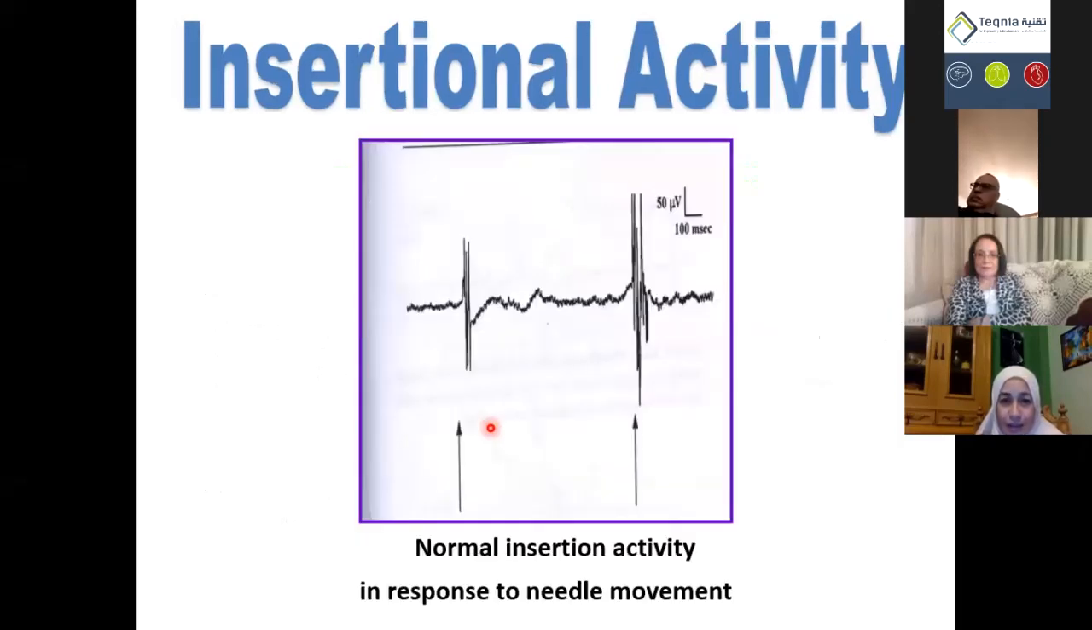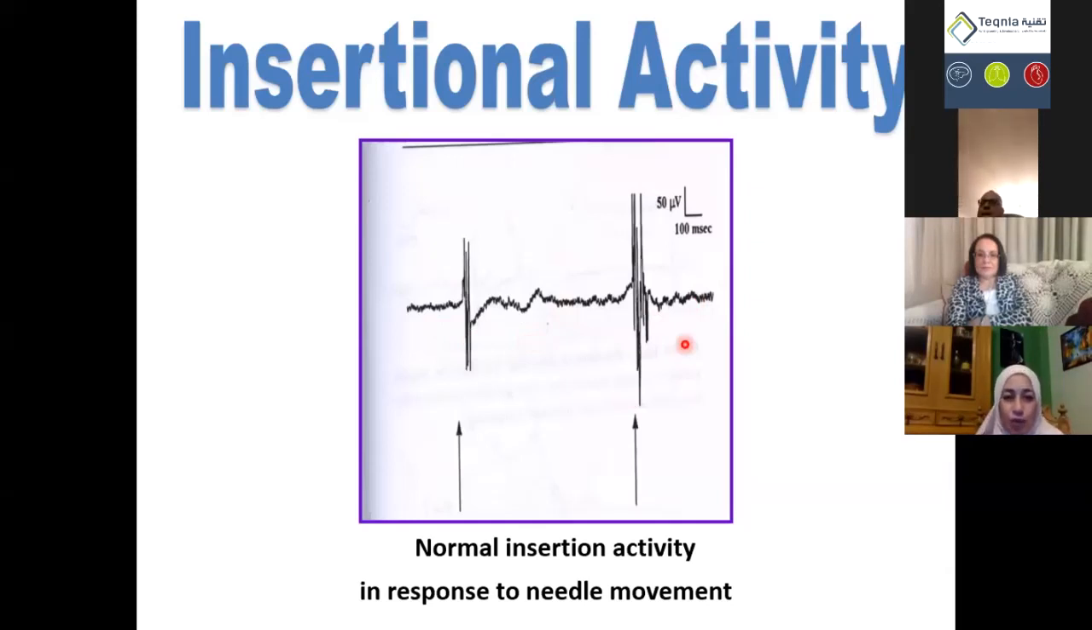Is this the insertional activity? No. This is the artifact introduced by the insertion of the needle. This is the insertional activity. Very brief, monophasic, small in amplitude and short in duration. And I can record it in response to needle movement. With each needle movement, insertional activity will reappear.